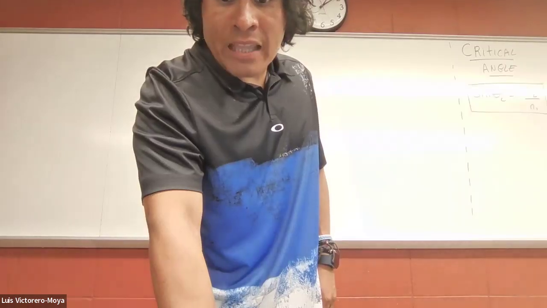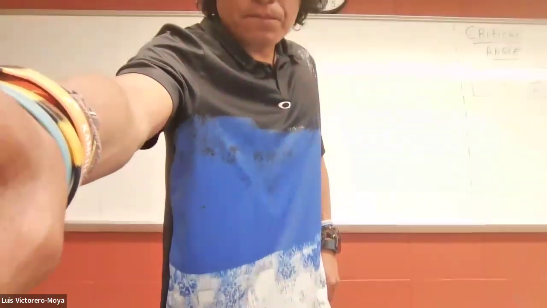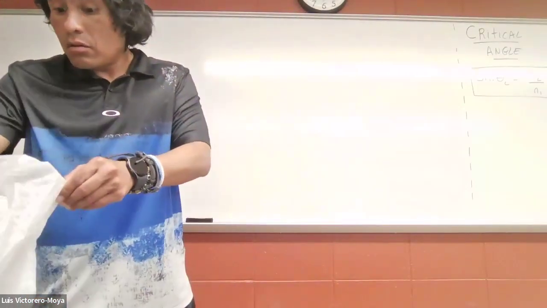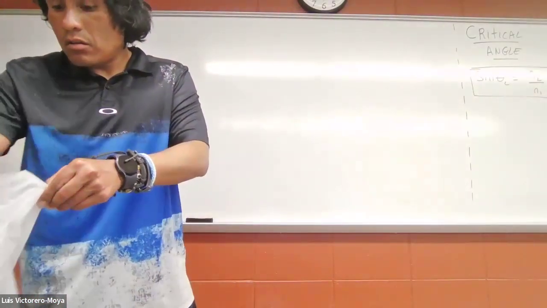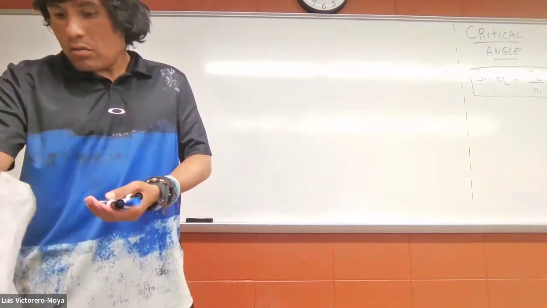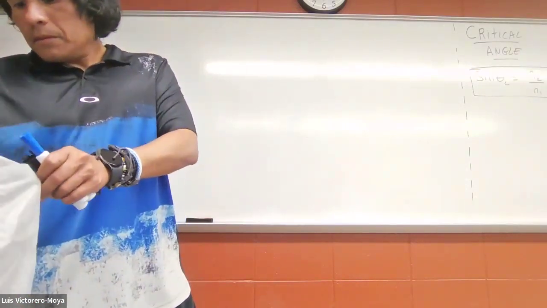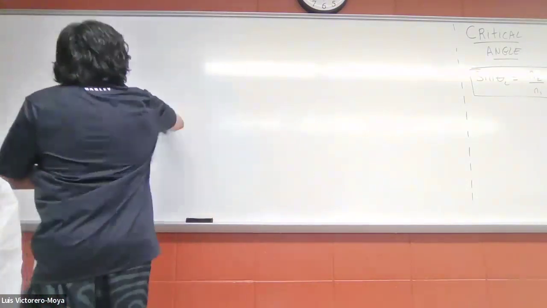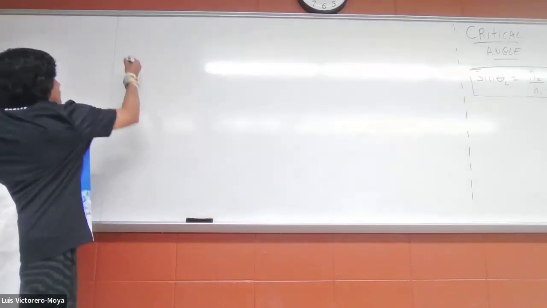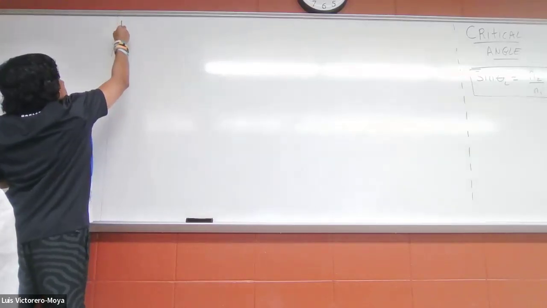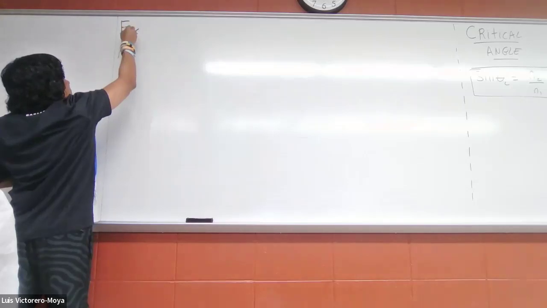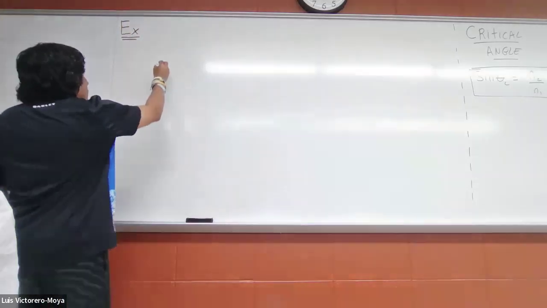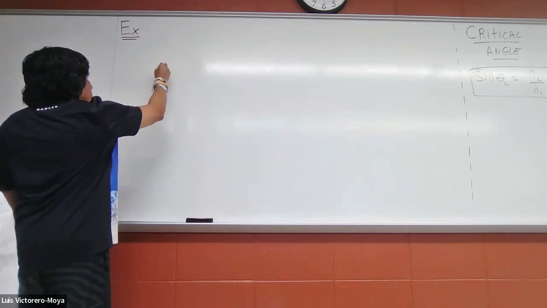Regards to what happens when light goes through the glass. Let's start. So the example, okay, they give you a rectangular piece of glass.